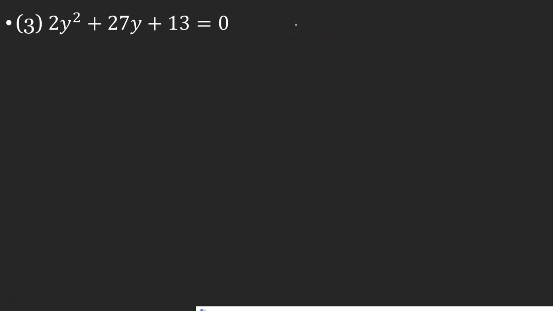Okay, see this here. 2 into 13, you will get 26. So what should the product be? We need 26. What about their sum? Their sum should be equal to the middle term. What is the middle term? 27. I will write here 27.